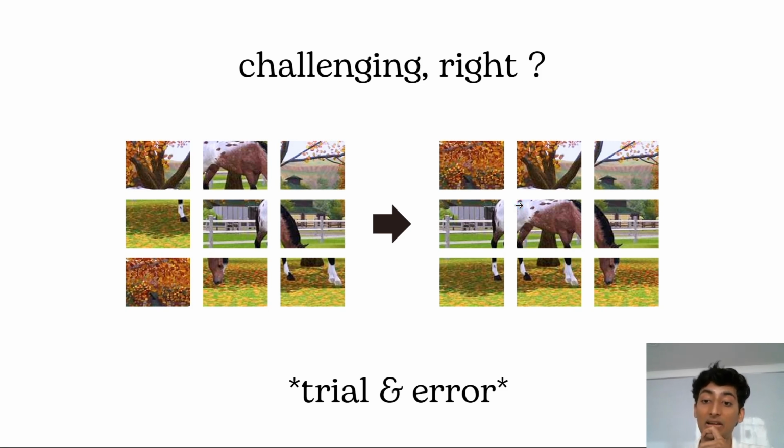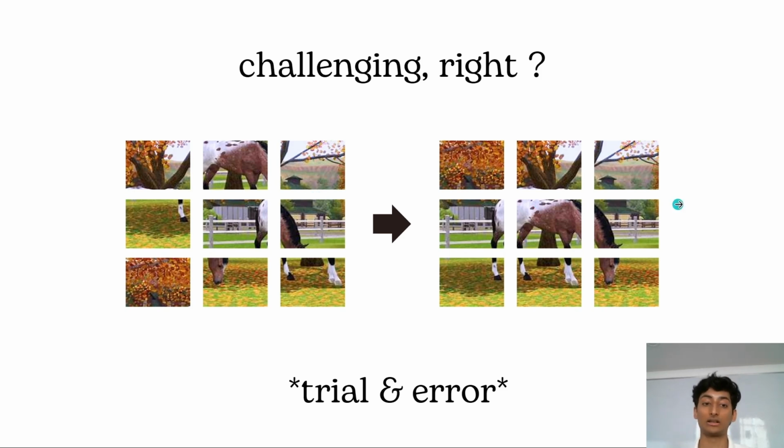So it is difficult because for a human, you know that the horse's head comes after the horse's body, or the horse's legs come below the horse's body. Also, the tree is on top of the ground and the ground is at the bottom and the sky is on the top. So you have some amount of domain knowledge that helps you in unscrambling this jigsaw puzzle or solving this jigsaw puzzle.